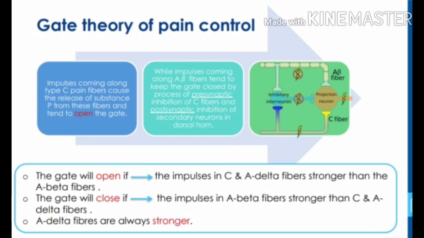Impulses coming along the C fibers cause the release of substance P from these fibers, which tends to open the gate. Impulses coming along A beta fibers tend to keep the gate closed by the process of presynaptic inhibition of C fibers and postsynaptic inhibition of secondary neurons in the dorsal horn. The gate will open if the impulses in C and A delta fibers are stronger than A beta fibers, and closed if the impulses in A beta fibers are stronger than C and A delta fibers. It is interesting to note that A delta fibers are always stronger than A beta fibers and C fibers.